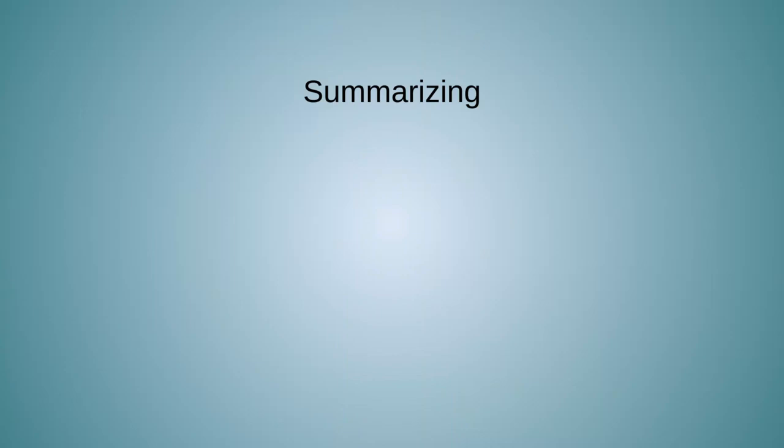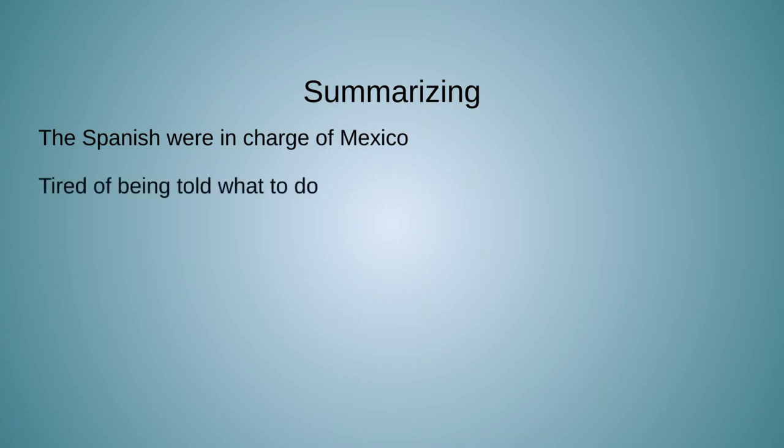Okay, now we're going to practice summarizing. Summarizing means that we are going to identify the important information that we learned from the story. So here are some questions to help us remember what we have learned. Before Hidalgo, who was in charge of Mexico? You're right, the Spanish were in charge of Mexico. Why did the Mexicans want to be free from the Spanish? Great job remembering. They were tired of being told what to do.